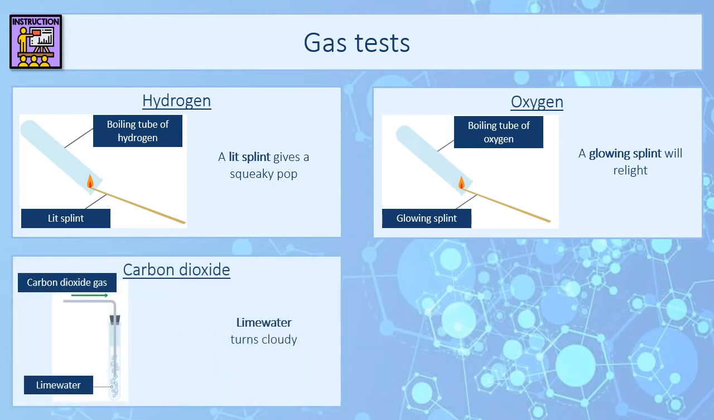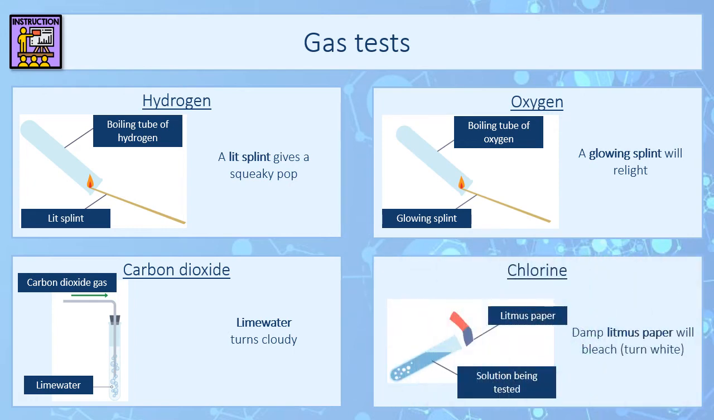The third test is for carbon dioxide gas. And you can see here that the green arrow is representing carbon dioxide gas being produced in another flask or another tube and being bubbled into the test tube in the diagram. That test tube is full of lime water. If the gas is carbon dioxide, that lime water will turn cloudy.